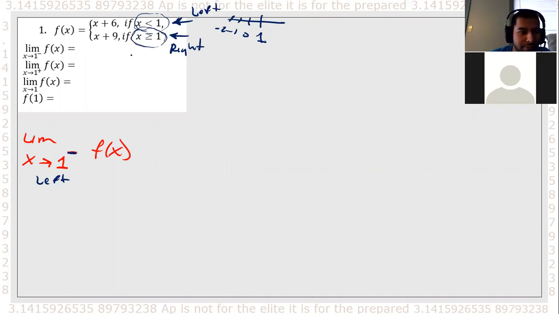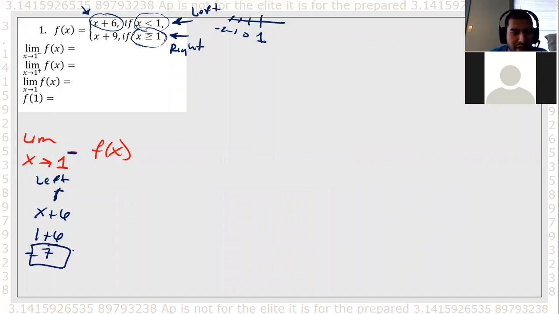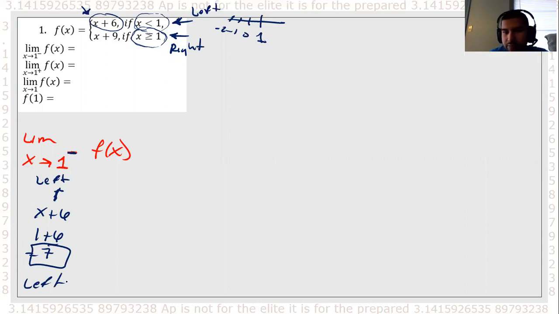Okay, so when you identify what side it's coming from, all you have to do now is substitute the 1 into the left-hand side. So I'm going to put a 1 inside here because that's my limit. That is my C value. So I'm going to go ahead and use this part right here that says from the left. X plus 6, so it's going to be 1 plus 6. So that is 7. That is my answer as my limit approaches from the left. Any questions on that, guys?